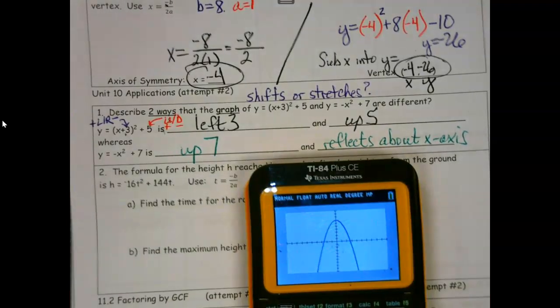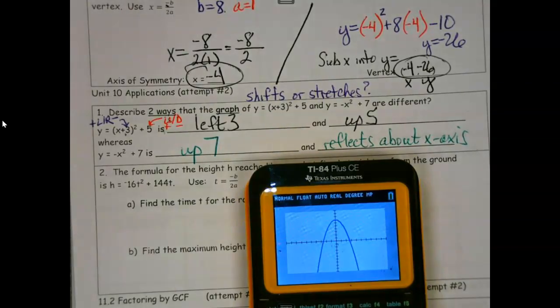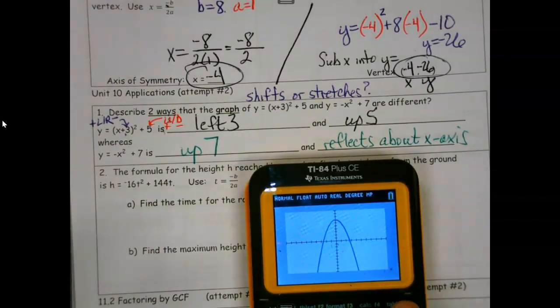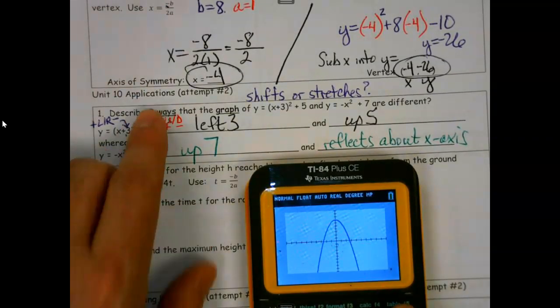Hardy, can I just say it opens down? I'd give you like half credit for that. I mean, that is a difference. It opens down. But this is the correct way to say it, that it reflects, because now it's opening the opposite way. So again, your notes help.